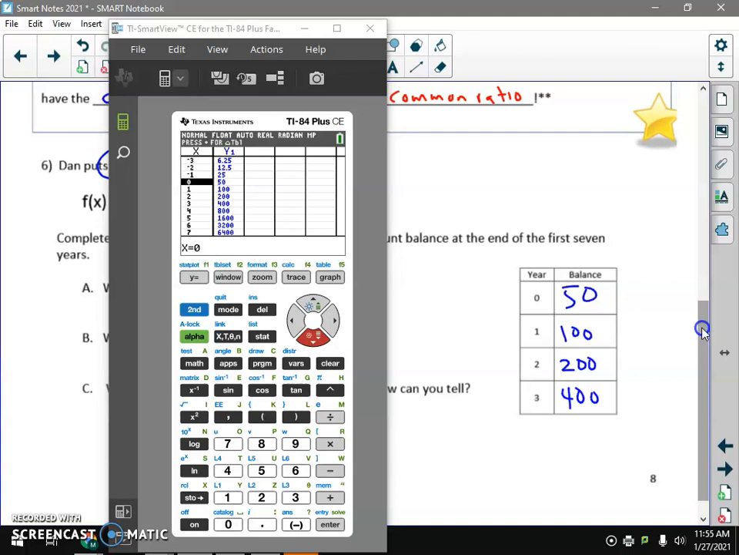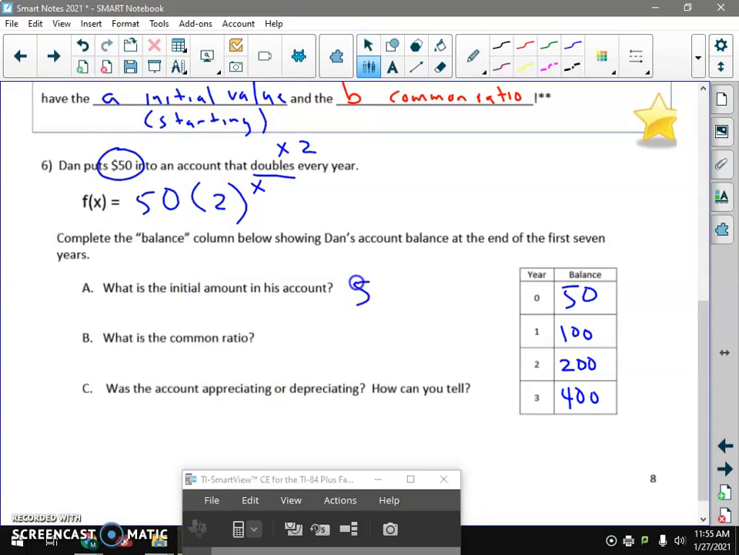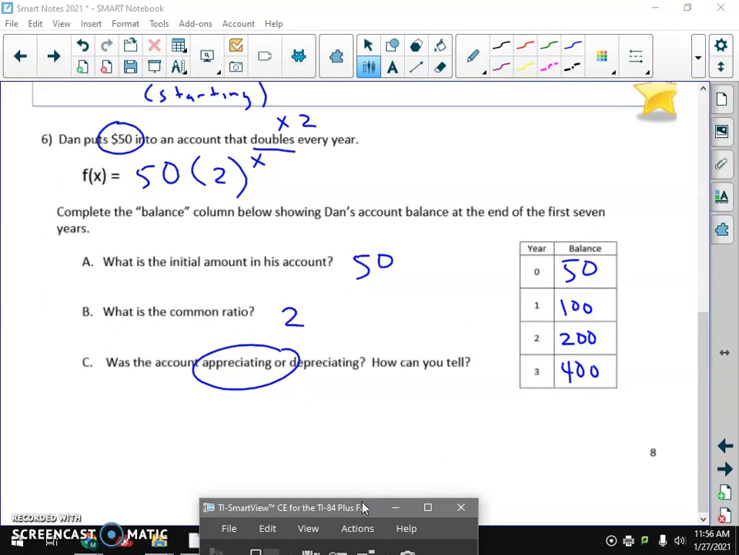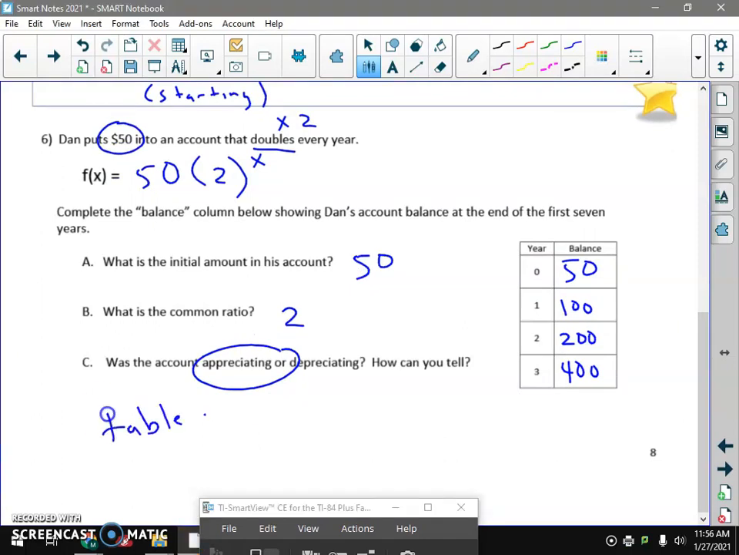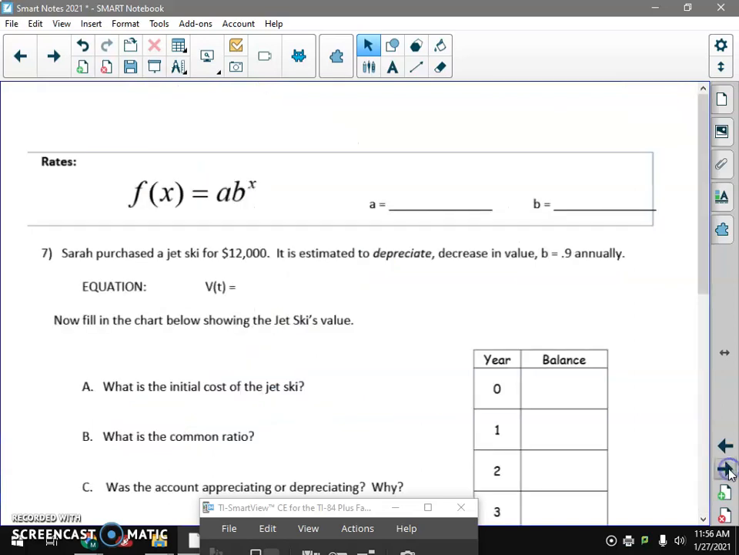And then we've got to answer a couple questions. What was the initial amount in his account? What did we use for A? We said it was $50. The common ratio was times 2. And is it appreciating or depreciating? It's appreciating, going up. And you could say the table goes up. But we also can say B is greater than 1 because it's 2. All right, very good, excellent work.